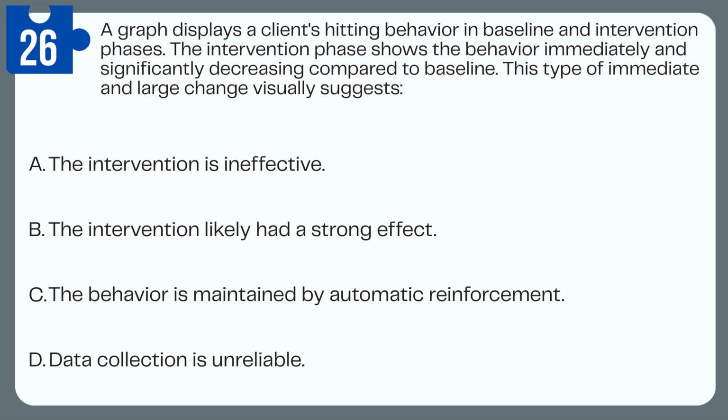Question 26. A graph displays a client's hitting behavior in baseline and intervention phases. The intervention phase shows the behavior immediately and significantly decreasing compared to baseline. This type of immediate and large change visually suggests: A. The intervention is ineffective. B. The intervention likely had a strong effect. C. The behavior is maintained by automatic reinforcement. D. Data collection is unreliable.